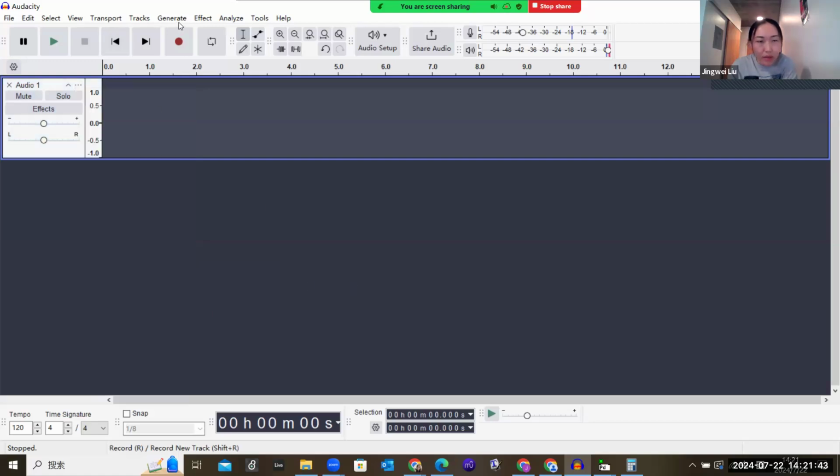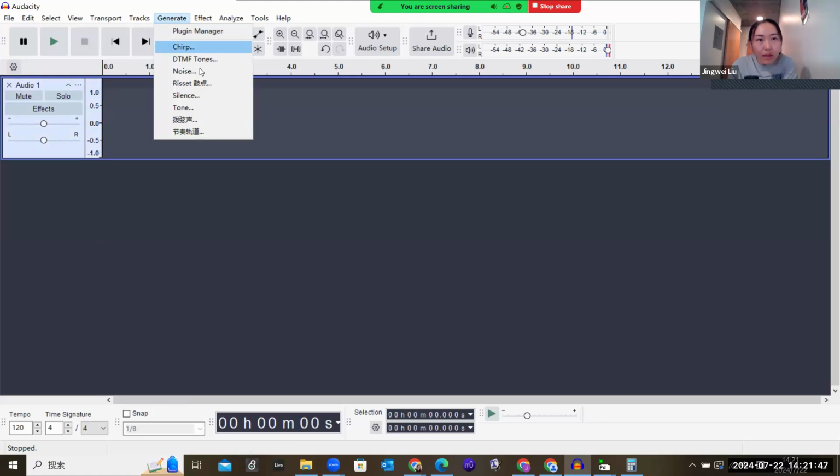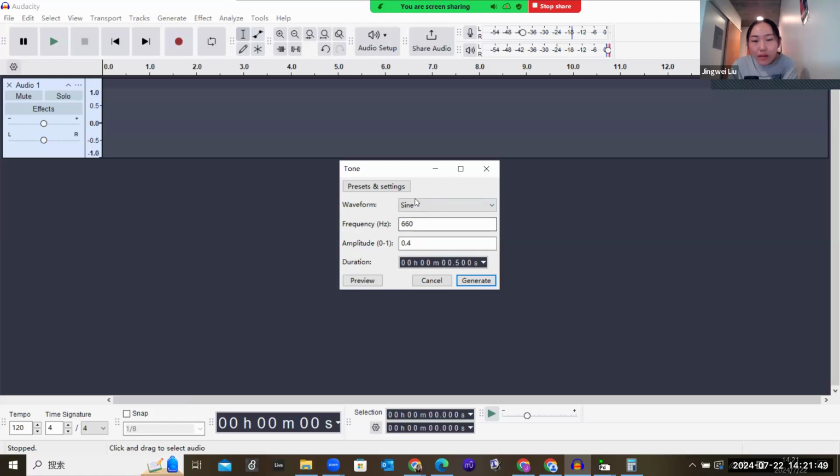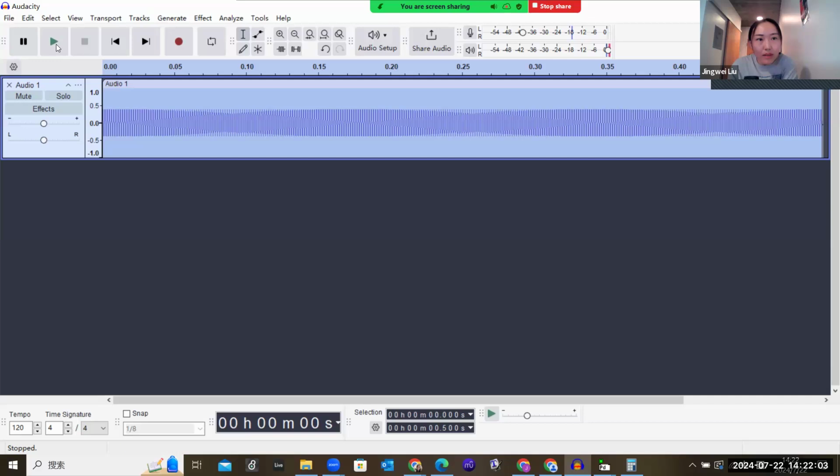So let me create something. Again, like last time, let's generate a sine tone of this frequency, 660, and amplitude 0.4, and this duration is 0.5 seconds. Okay, generate this and play this sound.